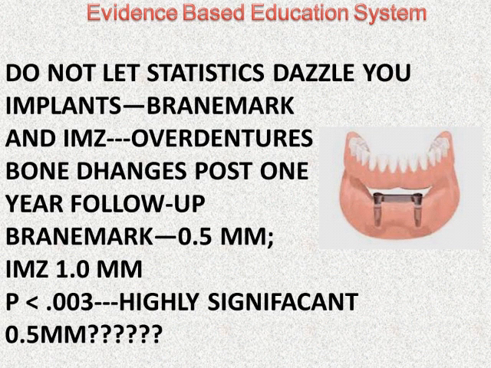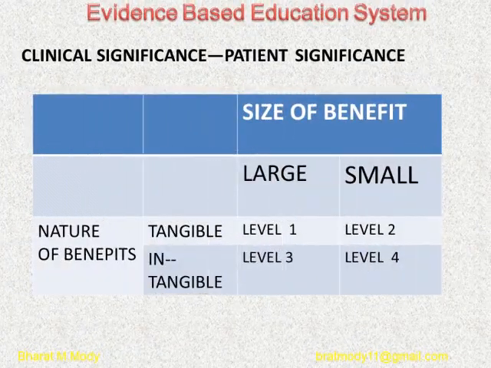And statistics always dazzle. Now a comparison between Branemark and IMZ implant-supported overdentures was being made, and it was found that the bone loss afterwards was 0.5 millimeter in Branemark and 1 millimeter in IMZ. Statistically, the p-value was 0.003, which was very highly significant. But is 0.5 millimeter of any importance? Clinically, that 0.5 millimeter would not matter. Then why do we have to say that Branemark is better than IMZ?